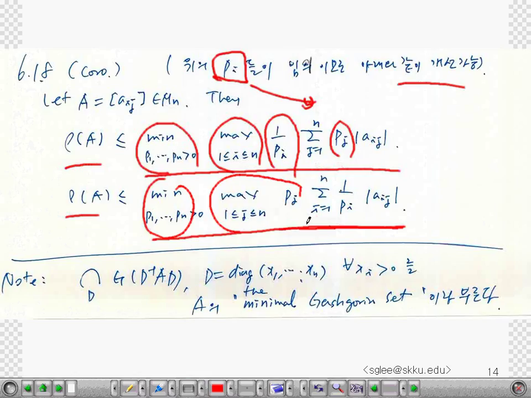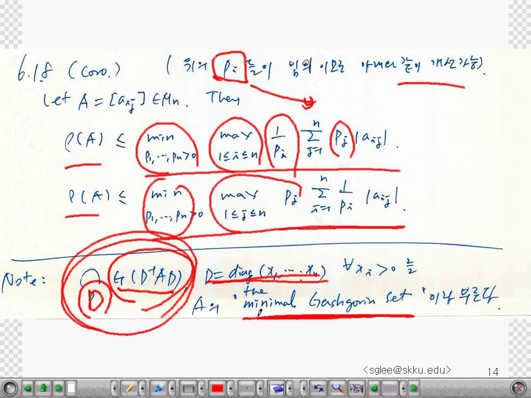We can take min, max, and max, min choices, because the previous theorem works for all positive D. So what this says is you can think of the intersection of the Gershgorin regions for D inverse AD, where these D are diagonal matrices with positive entries. For all of these, we call this region the minimal Gershgorin set. We take all the possible choices of D to find the minimal region.